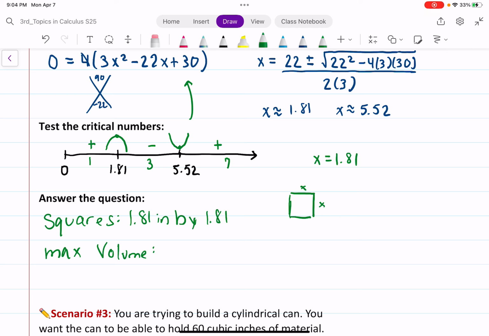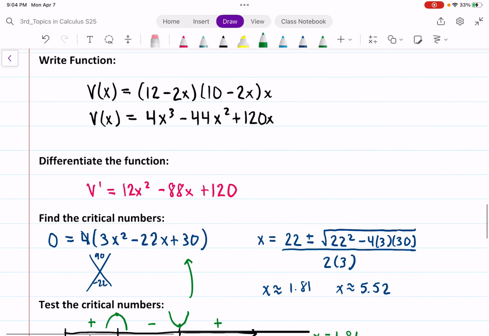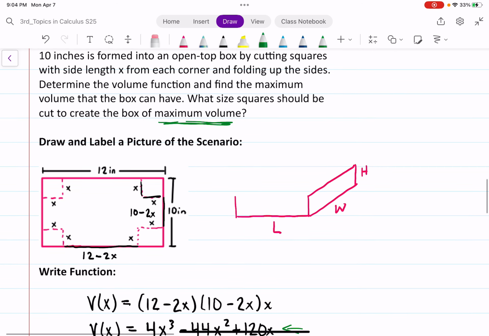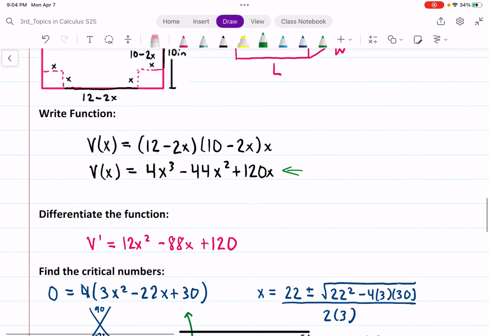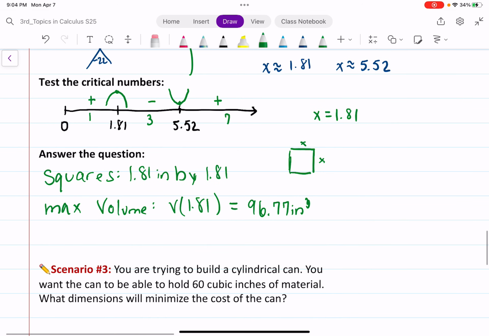But then it also wanted the max volume, so we can find the max volume by plugging it into that volume formula, V of x. So if I find V of 1.81, then I will end up getting 96.77 inches cubed if I just plug it into our volume formula. Okay, so it asked what size the squares should be cut to create a maximum volume, and it asked what the maximum volume is. So therefore, those are our two answers there. And that is scenario 2.